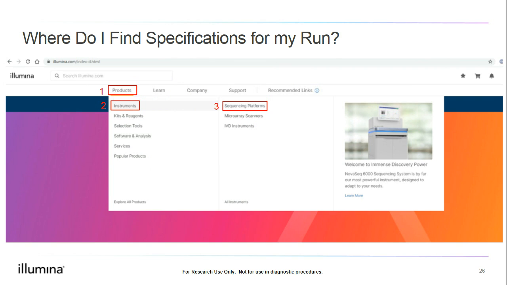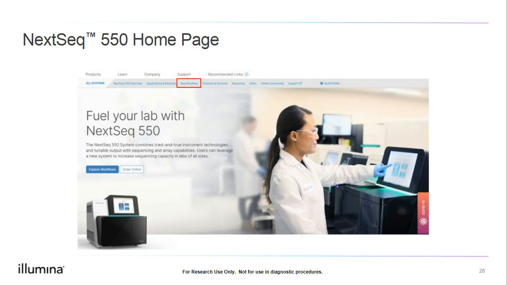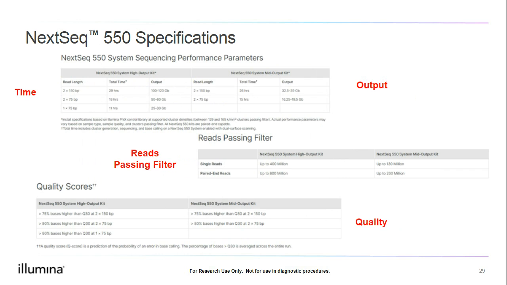To find the instrument specifications, go to the Illumina website main page, select Products, and scroll over Instruments. Then select Sequencing Platforms. This opens the Sequencing Platforms homepage. Scroll over Sequencing Platforms to bring up the instruments and select NextSeq 550. Now select Specifications. The Specifications page will show the main specifications, which are runtime, output data, read passing filter, and quality.